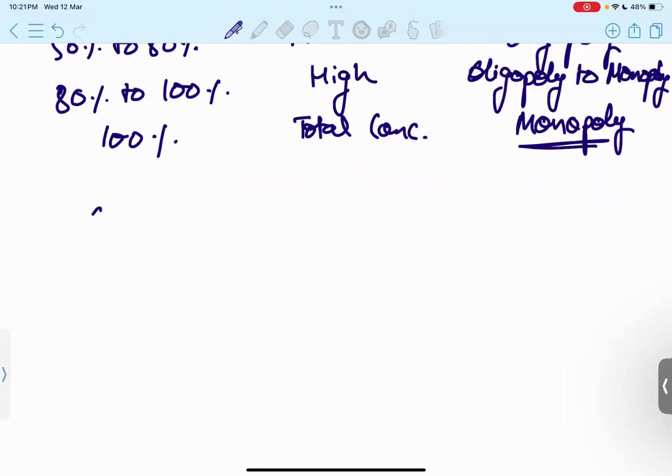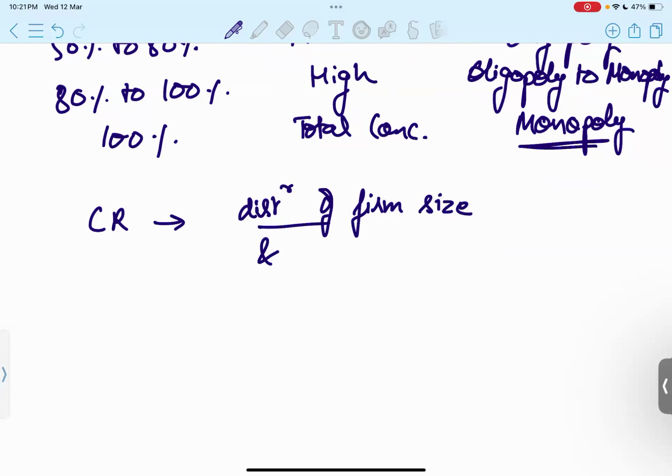When you compare these two measures, the concentration ratio does not provide us the distribution of firm size. The distribution of firm size is not available through the calculation of this value. And because distribution is not available, we can say less about the competitiveness of the industry as well.